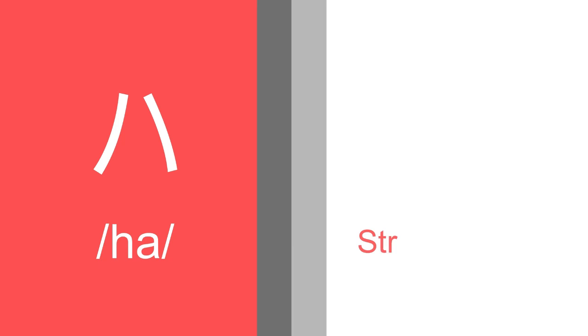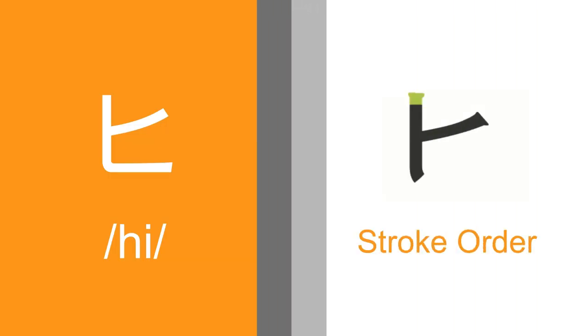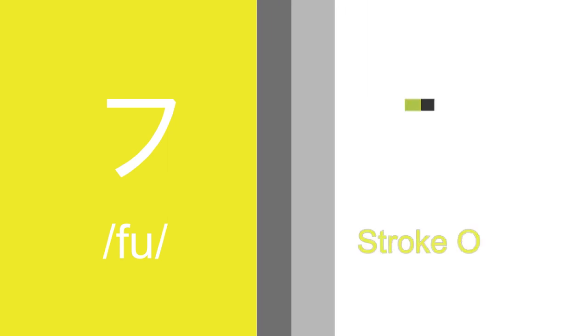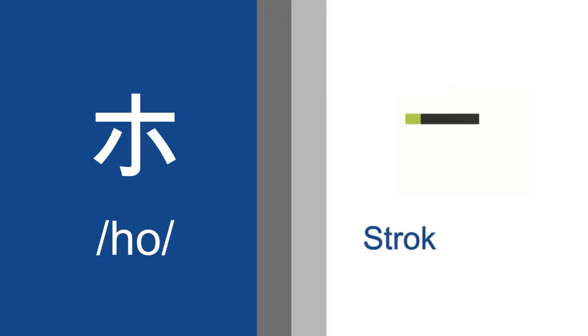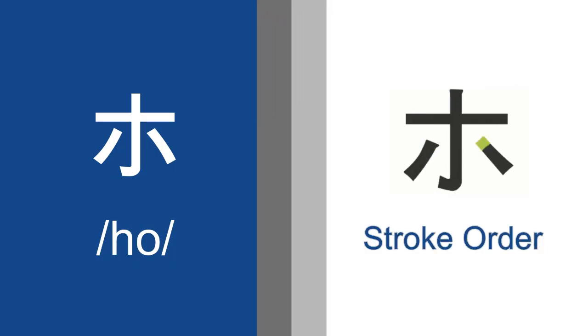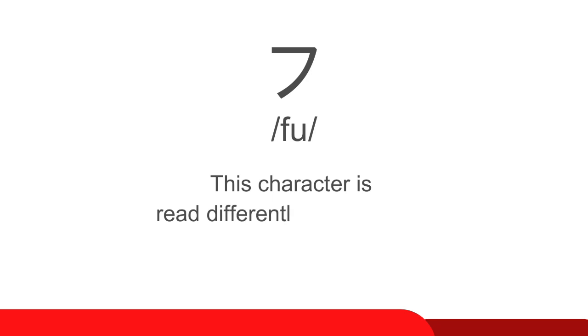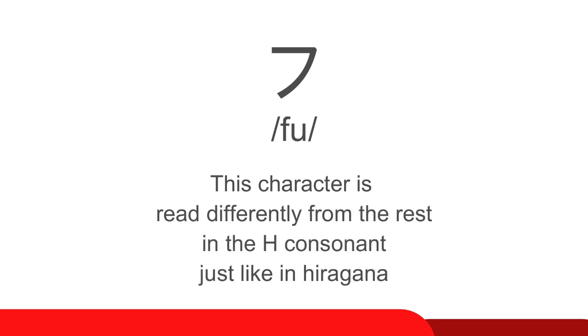And the next word group after that is the H word group. Ha, hi, fu, he, ho. It's the same as Hiragana: the word fu is grouped alongside the H word group.